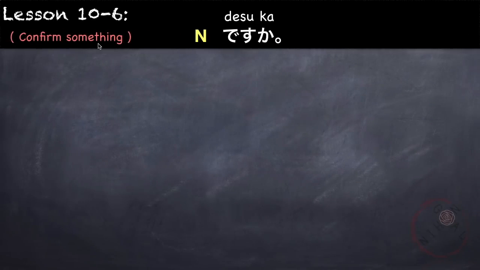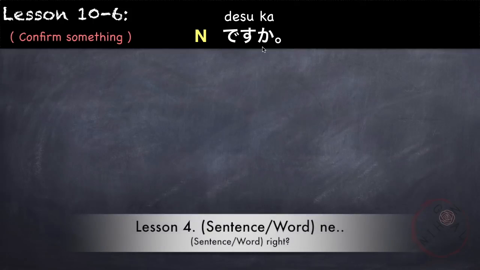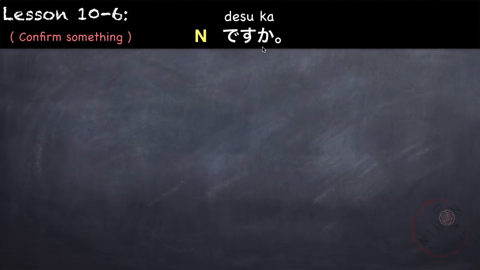Next is how to confirm something. We can use noun followed by ですか to confirm information. In the past lessons, we've learned how to say んですね, which is and right, or it's and right. Here, we can use ですか to confirm the information.